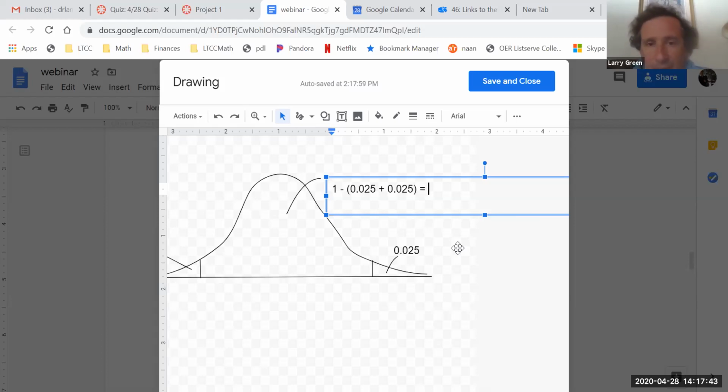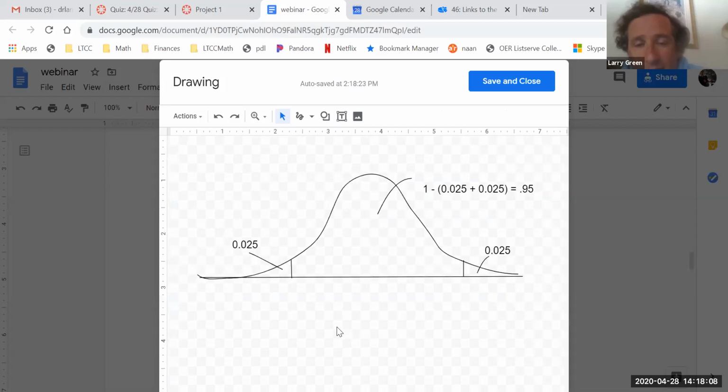What do you get? I don't see y'all jumping in. This isn't that hard. It's just arithmetic. You could even use a calculator if you want, or a computer. Yeah, 0.95.